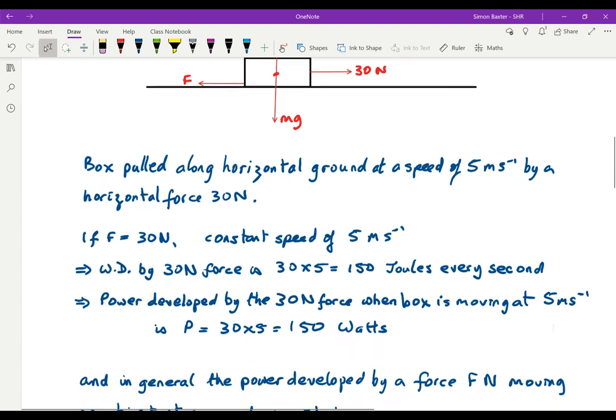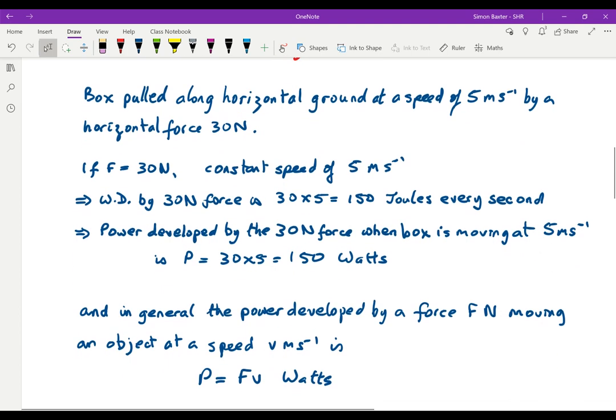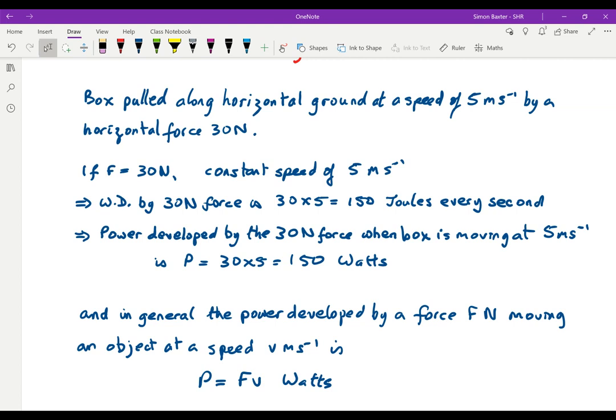In general, the power developed by a force of F newtons when it's moving an object at a speed of V meters per second is P equals FV watts.